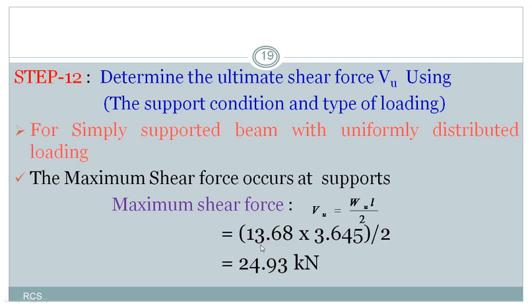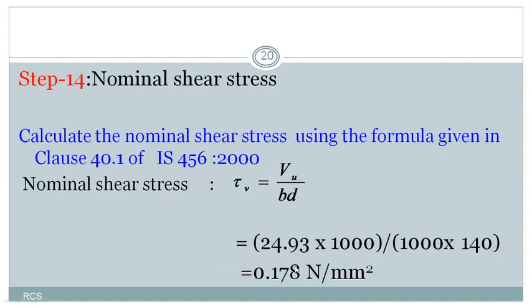The maximum shear force occurs at the support, that will be Vu is equal to Wu L by 2. Already we have calculated the factored load Wu, that is 13.68, into this effective length 3.645, by 2. From that we'll get 24.21 kilonewtons. After calculating that, we have to calculate the nominal shear stress.